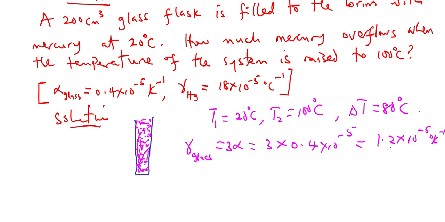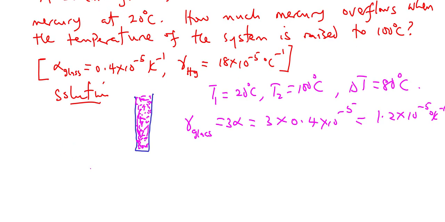If you compare, the coefficient of volume expansion for the glass is 1.2 times 10 to the minus 5, while the coefficient of volume expansion for mercury is 18 times that. So the mercury will expand faster than the glass because of this high value of volume expansion. At the end of the day, the change in volume of the mercury will be greater than the change in volume of the glass. So the difference between these two will be the amount of mercury that will overflow.